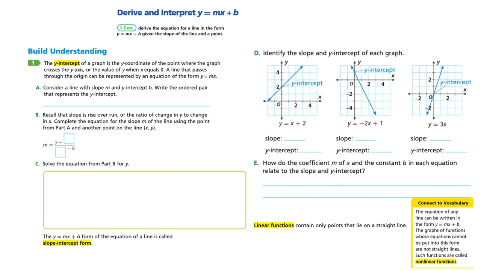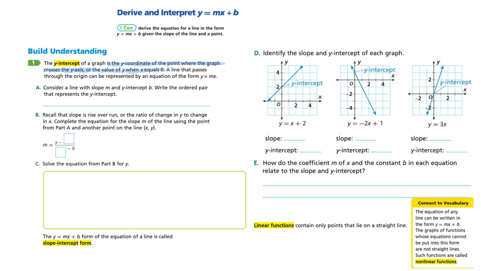So let's look at the vocabulary. There's a lot of highlighting here, so I'm also going to highlight in, I think, blue, and then we can look at this together. So they say the y-intercept of the graph is the y-coordinate of the point where the graph crosses the y-axis or the value of y when x equals 0. So we'll look at that a little bit more. You may already know this, but we'll look at that as we go through the lesson.